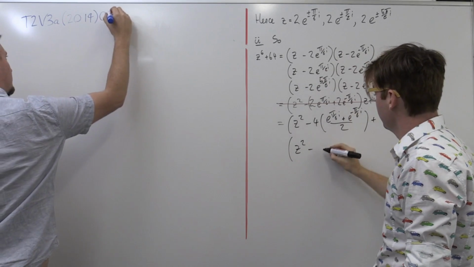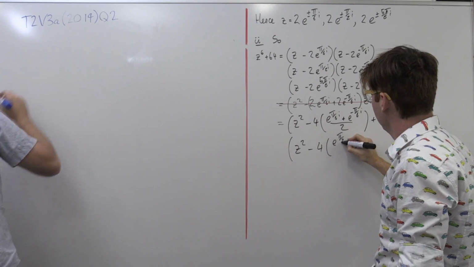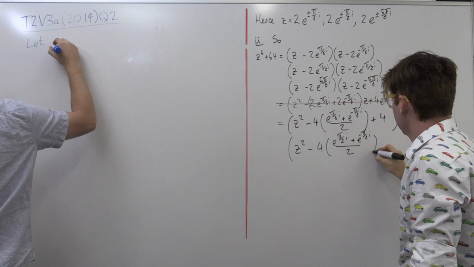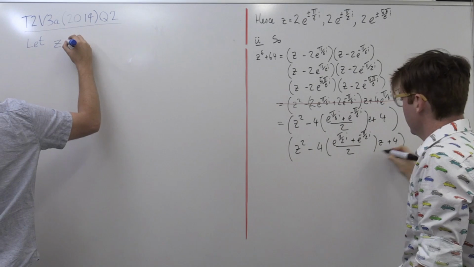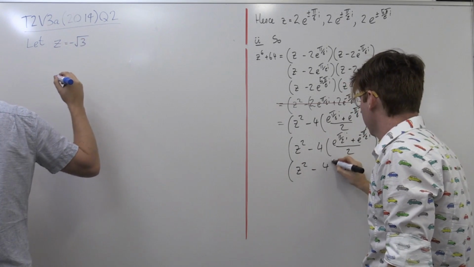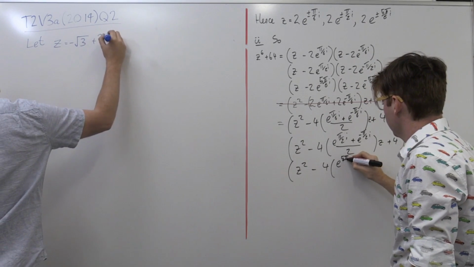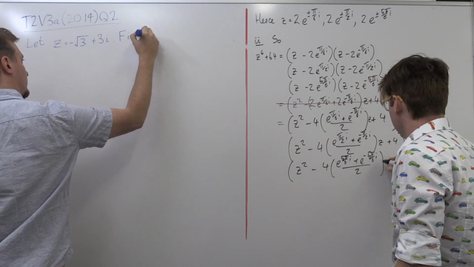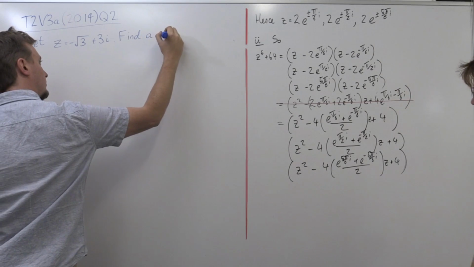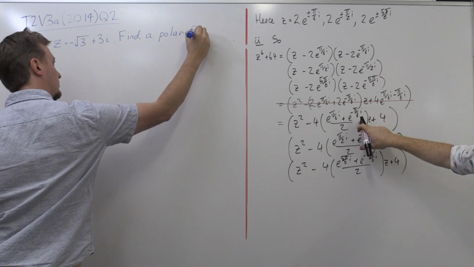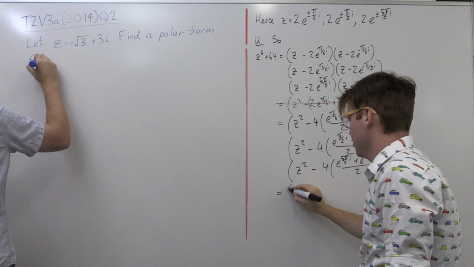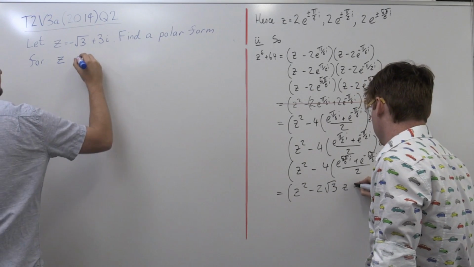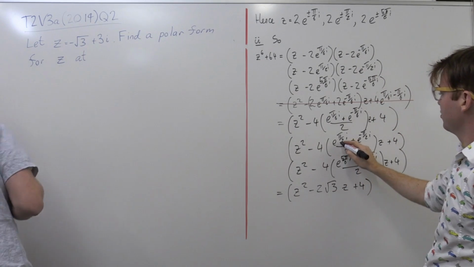I'm going to do the same thing for these two. That's z squared minus 4 times e to the pi on 2i plus e to the negative pi on 2i divided by 2, z plus 4, and z squared minus 4 times e to the 5 pi on 6i plus e to the negative 5 pi on 6i divided by 2, z plus 4. Good. So this thing here is cos of pi on 6, which is root 3 on 2. So I can rewrite this whole thing as z squared minus 2 root 3 z plus 4. That's my first term. Cos of pi on 2, that's just 0.